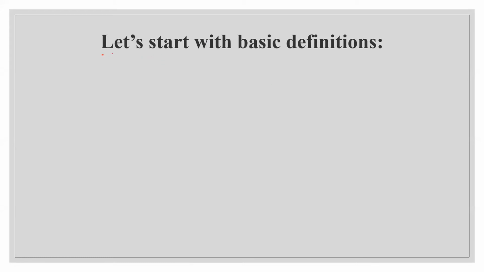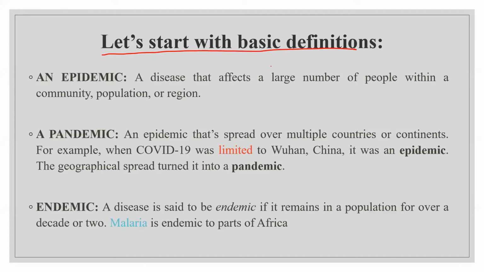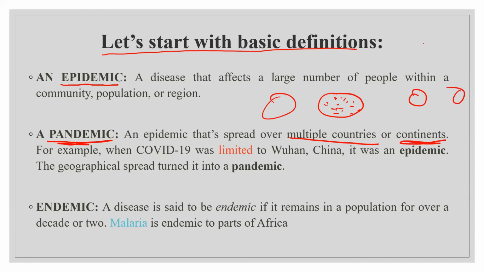Before understanding how to do modeling, we must know these three terms. You must have heard about epidemic. So what is an epidemic? Epidemic means a disease that affects a large number of people within a community, population or region. It can spread to a large number of people, but it is limited to a community or a region. It is called a pandemic when the disease spreads towards multiple countries or continents.